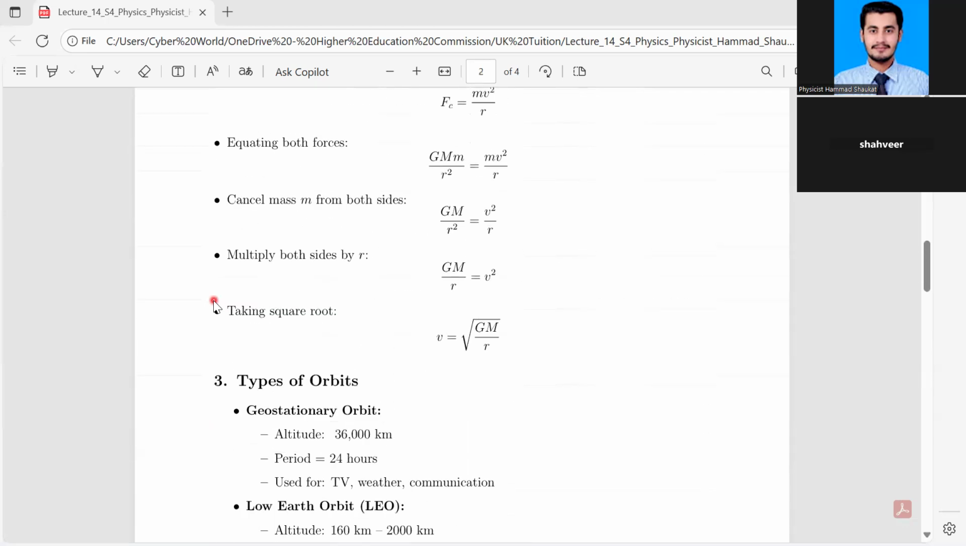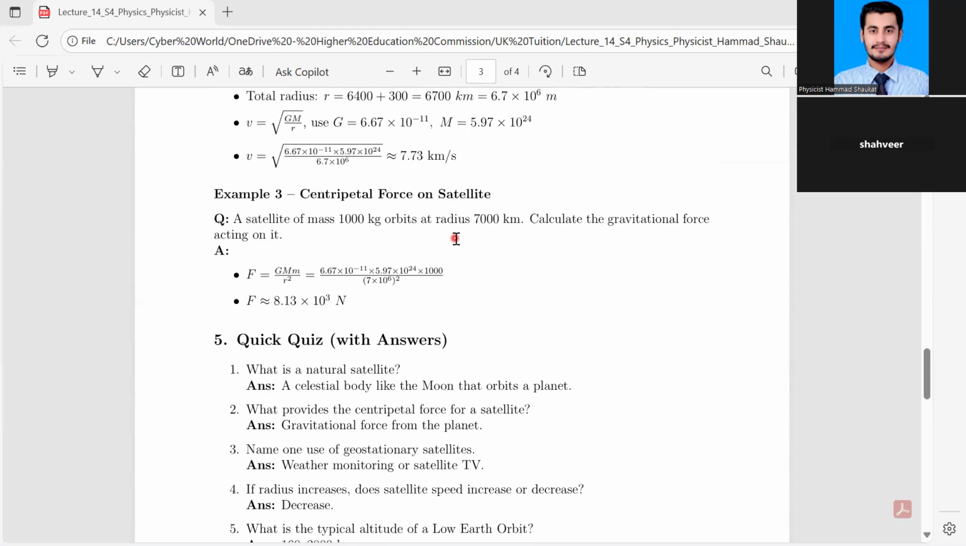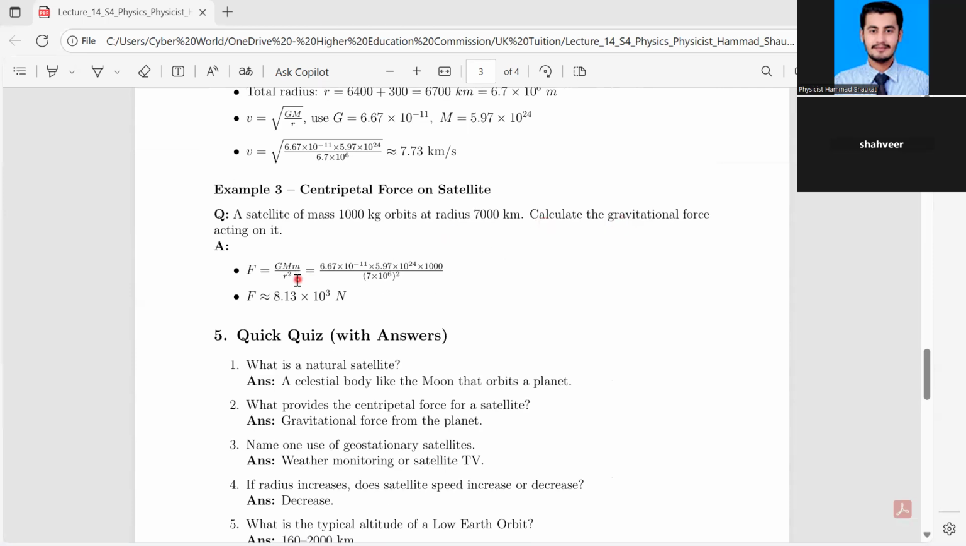Fg, yes, gravitational force Fg. This is your gravitational force, and this is the formula for centripetal force. If they ask you to find centripetal force, you have to use the formula for centripetal force. But here it's mentioned you have to find the gravitational force. So you have to use this formula which we take initially, GMm divided by r squared, where G is the gravitational constant, and you know what the value for this is.